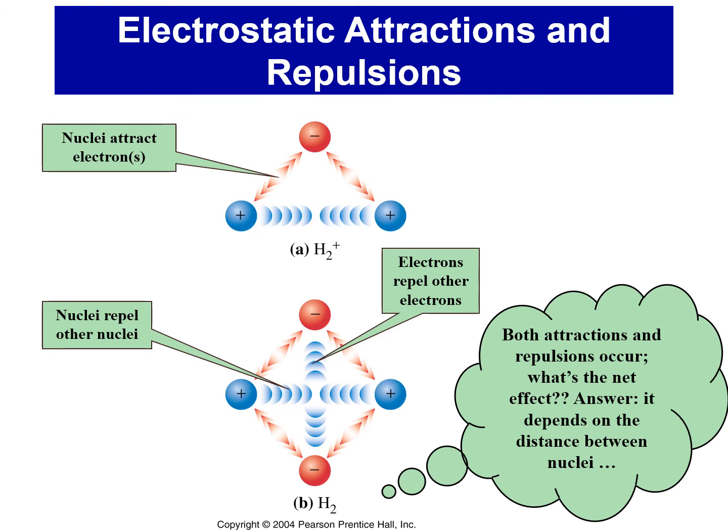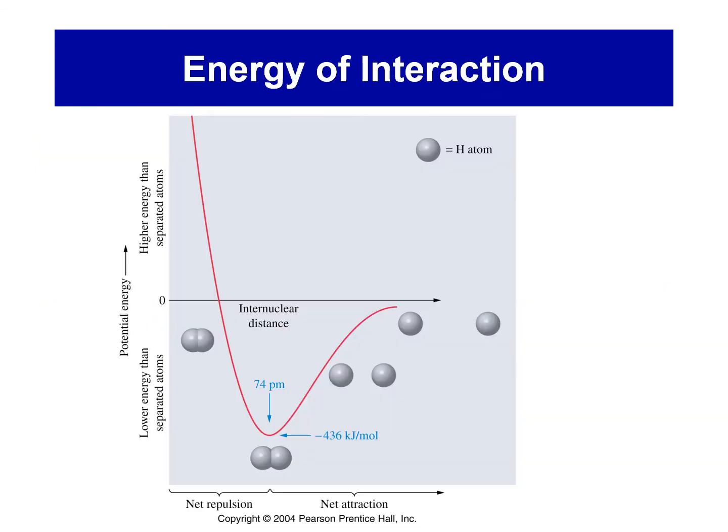But the point is you have all these different interactions, plus plus, minus minus, plus minus, and you're going to have to add up all of those different attractions and repulsions to figure out the strength of the overall bond. So one way we can show this is to use a graph that looks like this.